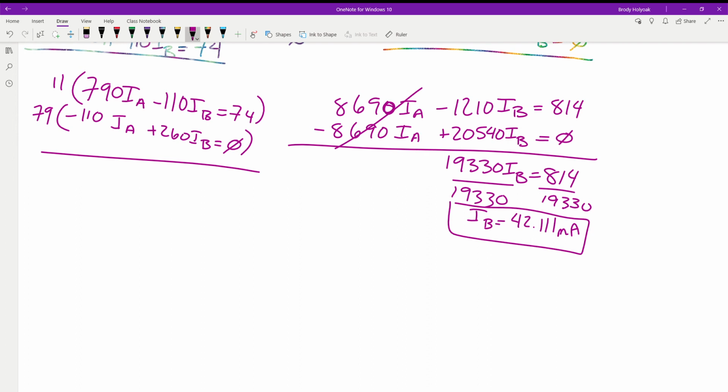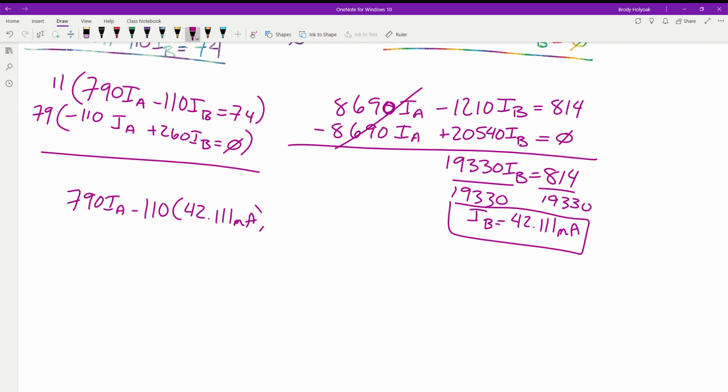Yep, and we go back to one of our original equations. Just swap this to 76 or something like that. Okay, so yeah, we plug that value in. So we have 790 IA minus 110 times the value we got for IB, which was 42.111.